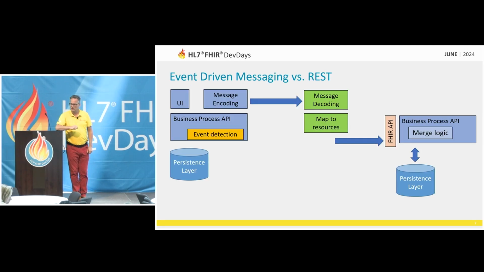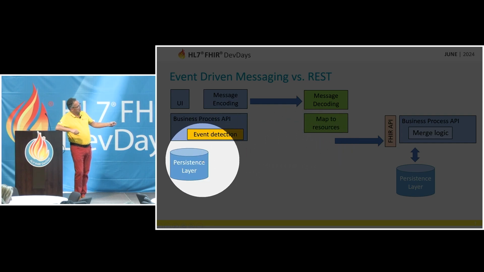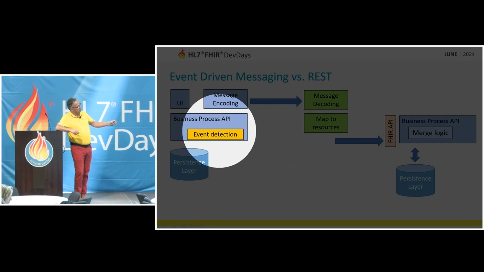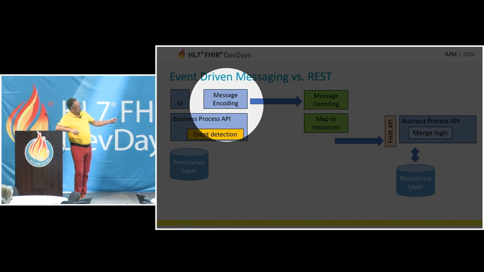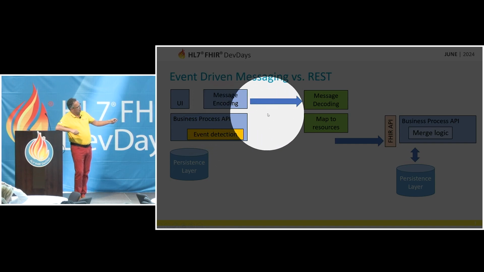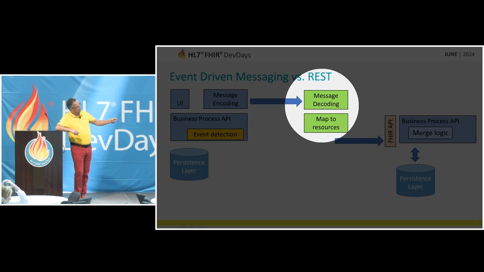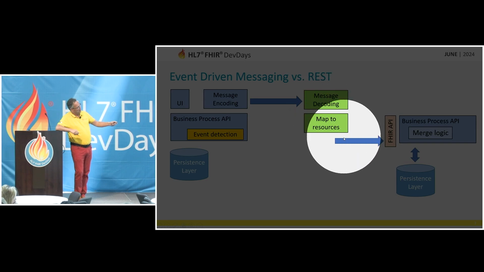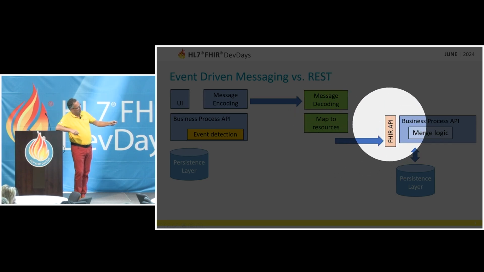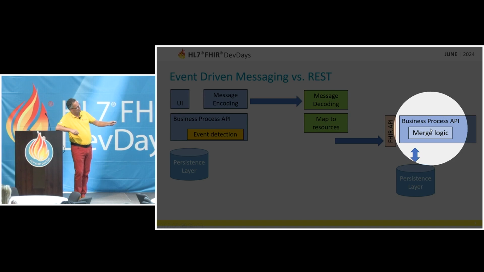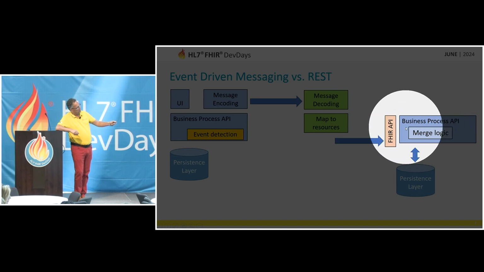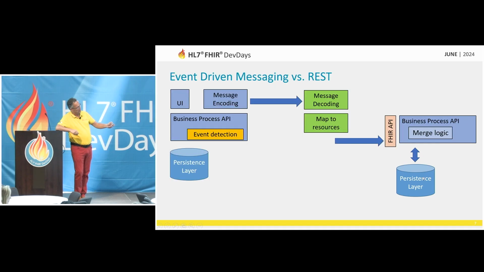So let's look at that in a bit more detail, the scenario. So yes, we have some persistence layer, and we have an event detection mechanism, whatever it may be, and that generates a message, and we start encoding the message in pipe-hat syntax. Then we have to do the message decoding and the mapping, so this is my translation engine again. And then preferably we would use the FHIR API of some FHIR-based system. They would then merge the data that we are sending them with the data that's already in their persistence layer. That's kind of the preferred scenario.